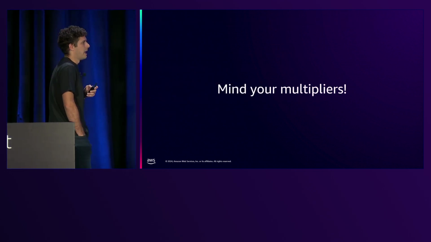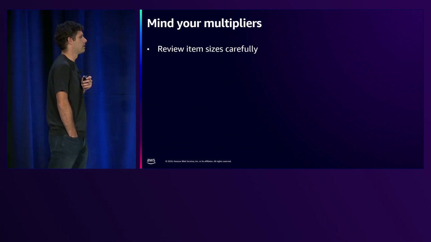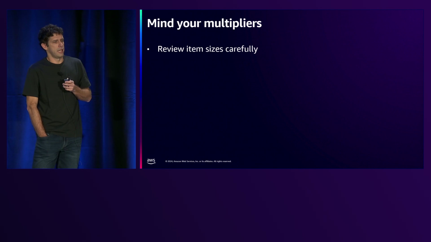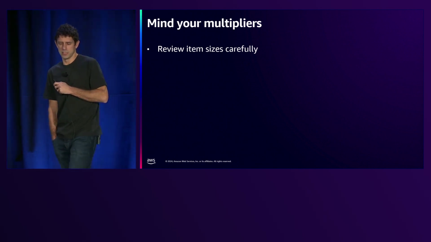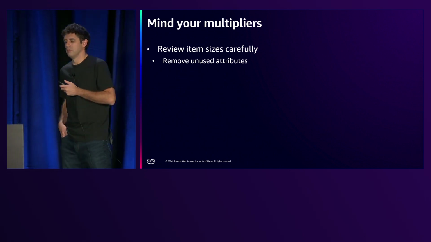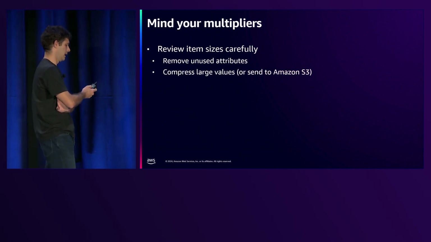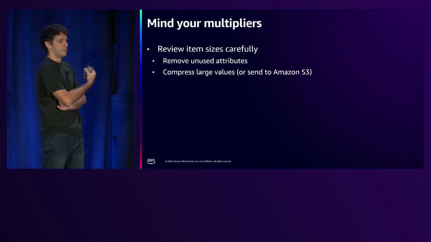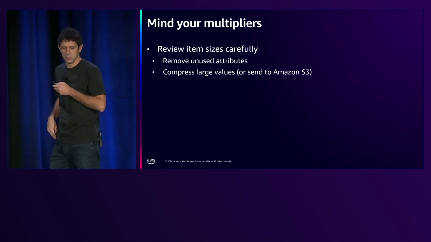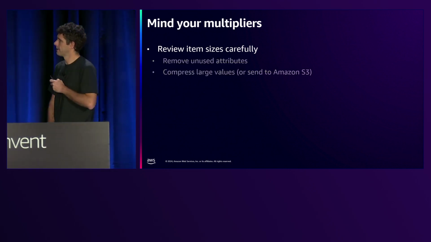So given that, I always say, mind your multipliers and think about this as you're doing your data modeling. What does that look like? The big thing is to review your item sizes carefully. I used to be more cavalier on this, and now I understand this is actually a meaningful thing. So remove your unused attributes. Don't just throw every attribute on there and call it a day. Think about what you actually need. If you have large values on your records, compress those, or if they're really large and blobby, put those on S3 so you're not paying to read and write those every single time you manipulate that record.